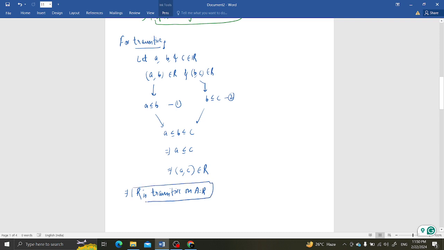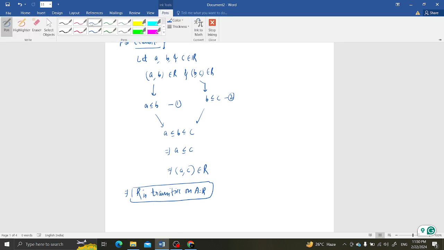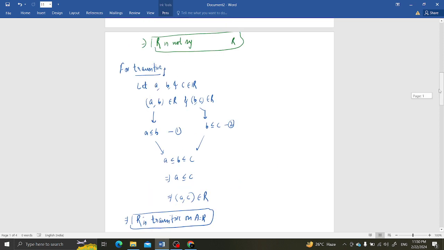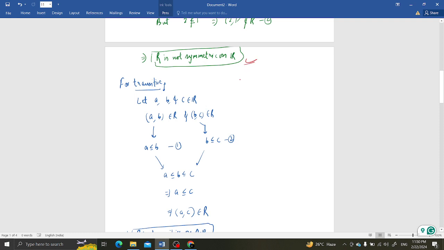And here one thing we observe is that relation R is not an equivalence relation. Why so? Because it is not symmetric.